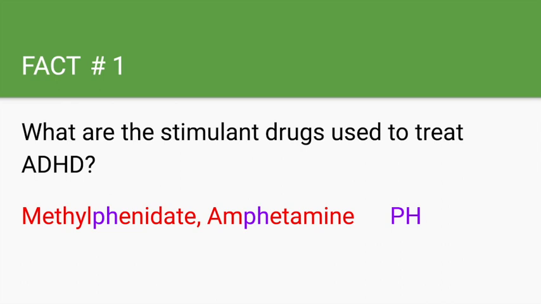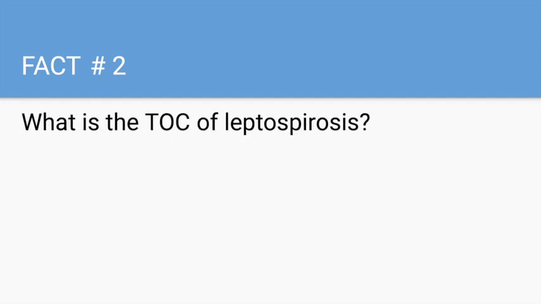What is the treatment of choice of leptospirosis? Doxycycline. Recall that this medication is also used to treat Lyme disease if the patient is greater than 8 years old. If they are less than 8 years old, then we use amoxicillin. Doxycycline can also be used to treat Rocky Mountain spotted fever.